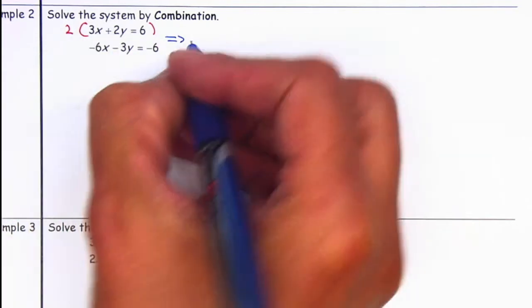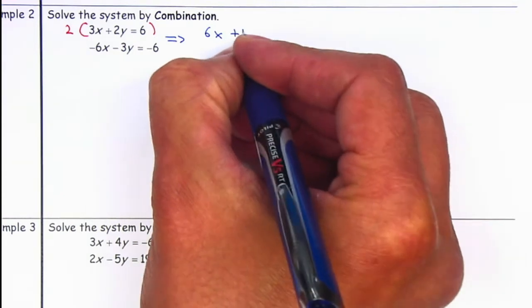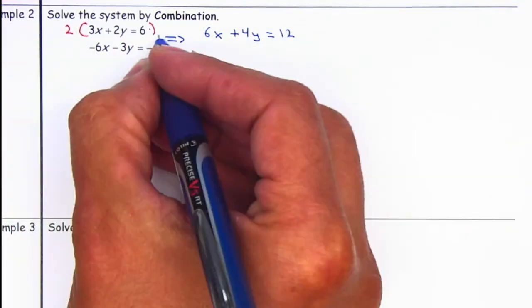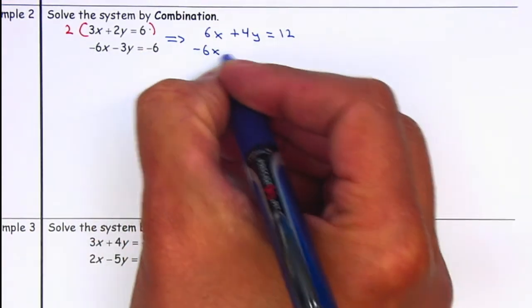So 2 times 3x will give us 6x. 2 times 2y will give us a positive 4y. 2 times 6 will give us 12. Many of you guys will forget to multiply the last number. The bottom one will stay the same.